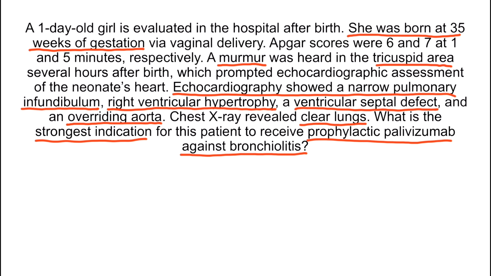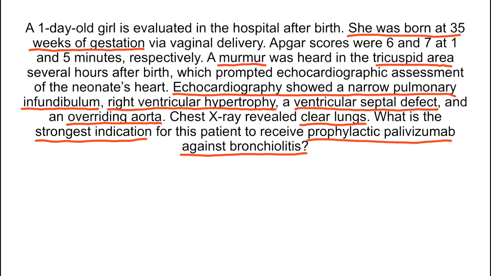All right, this patient was born at 35 weeks of gestation, which is a late preterm period. She had a murmur auscultated in the tricuspid area, and echocardiography showed a narrow pulmonary infundibulum, right ventricular hypertrophy, a VSD, and an overriding aorta. This description is classic for tetralogy of Fallot, which is a hemodynamically significant congenital heart disease with right-to-left shunt. This patient's chest X-ray showed clear lungs.